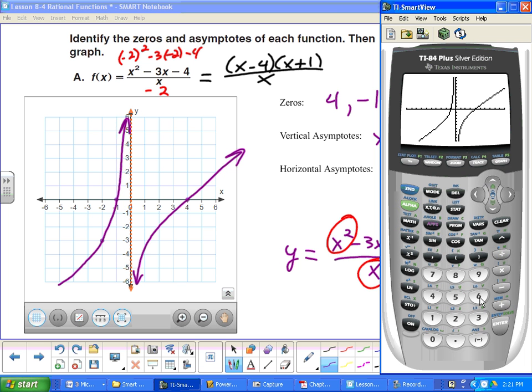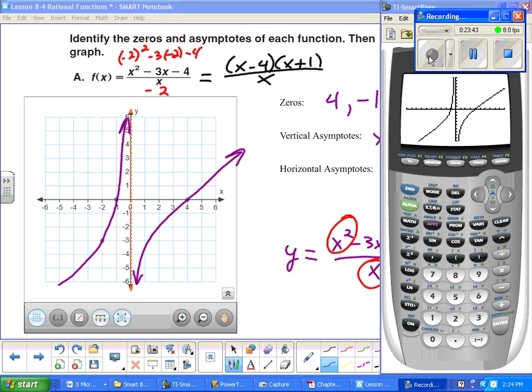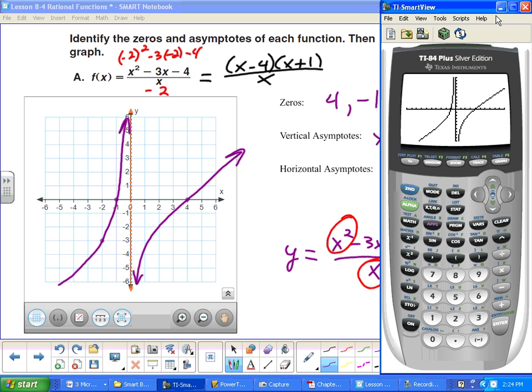Now, I want everybody to do this on your calculator. Make sure you've done it, because we need to check something out on your calculator. So you can see that we got the correct graph. And in general, from what we're doing right now, this is what your graphs are going to look like if you don't have a horizontal asymptote.